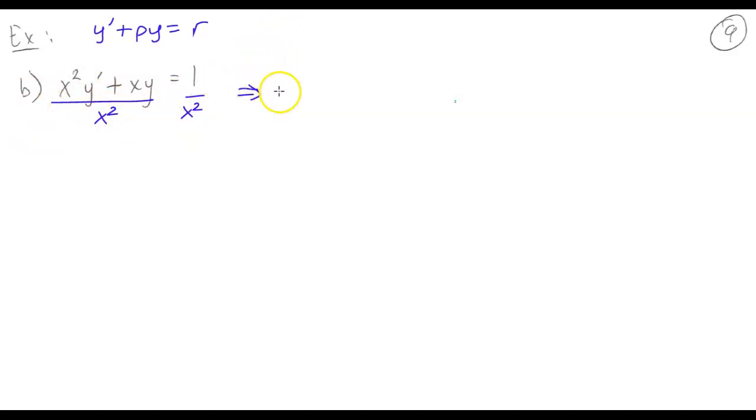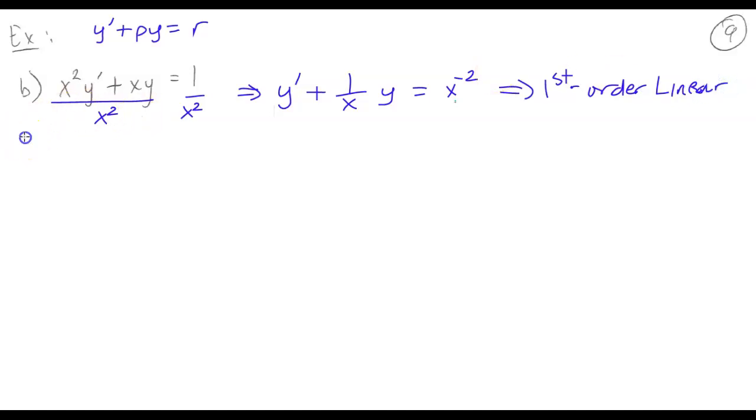How to legally do that? Divide both sides by x squared. So if I have that, then here I have y prime plus x divided by x squared, which is just 1 over x, times y equals x raised to the negative 2. And of course, we see that this equation satisfies a profile of this one. So we end up having a first order linear ODE, where P is going to be equal to 1 over x, and R is going to be equal to x raised to the negative 2.